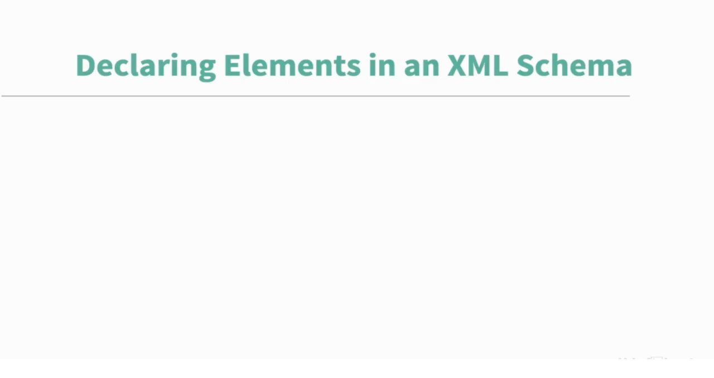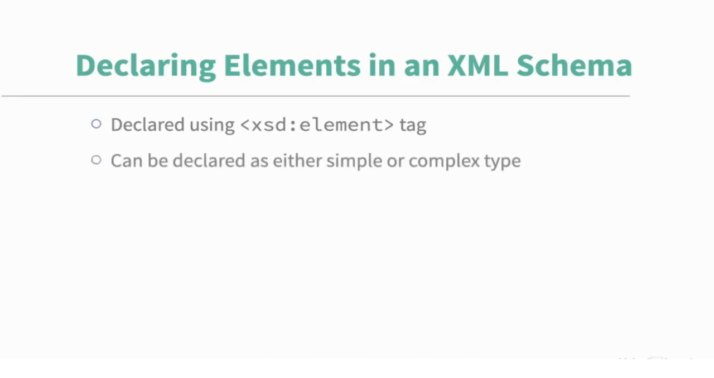However, by the end of this chapter, you should know enough to be able to generate some fairly sophisticated schema definitions to validate your XML content. As I said earlier, elements are declared using the element tag in the schema file, and elements can be declared as either having a simple or a complex type. So for this example, we're going to focus on simple types.